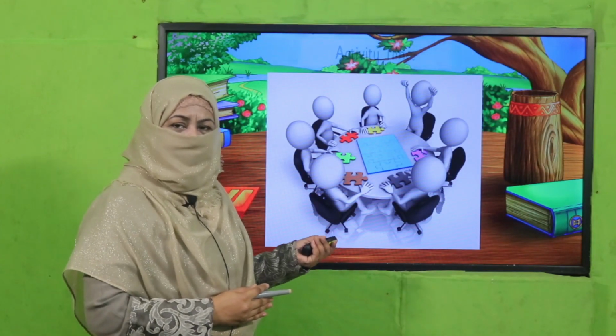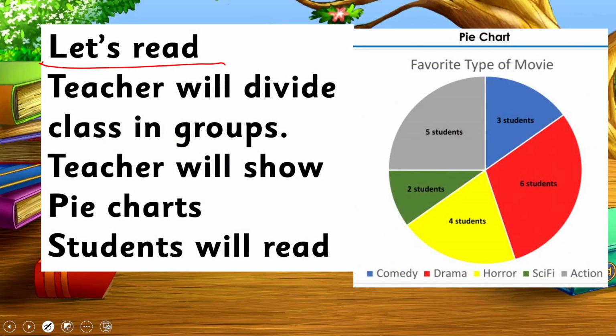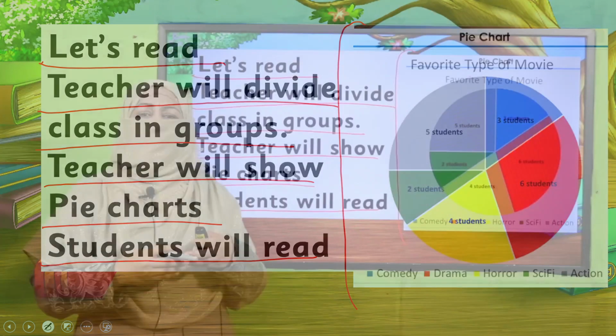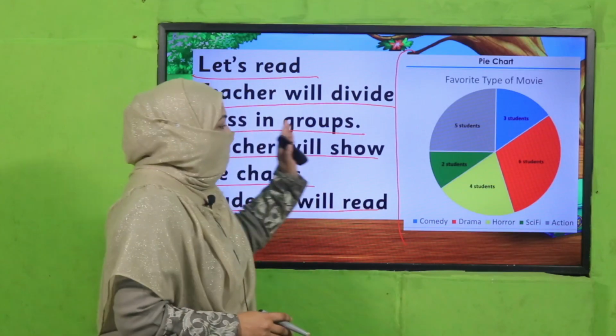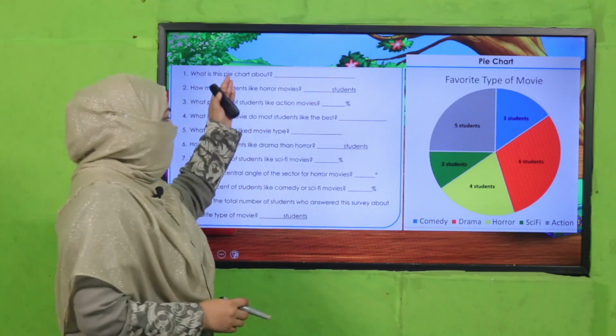Now, let's practice it through an activity. We are going to read more pie charts. What you will do? Teacher will divide the class in groups, and teacher will show pie charts. Students will read. Teacher, this is one of the examples I brought here. I suggest you collect many pie charts, show them to the students in groups, and make them read them, to compare the information, and you may ask different types of questions.